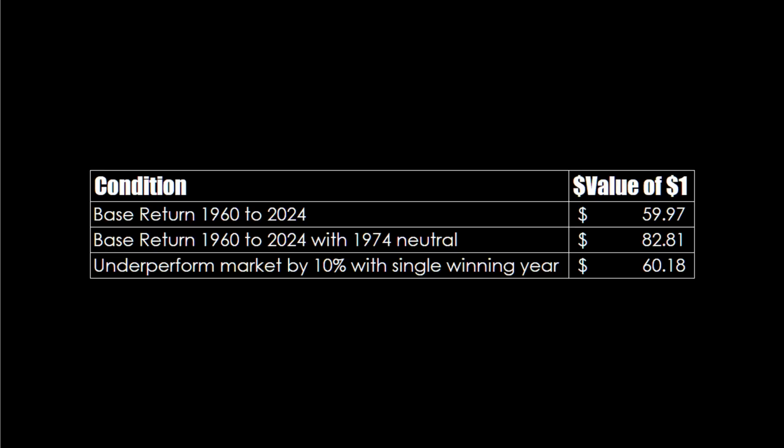If we look at the value of $1 invested, we can see our base return. Our base return is $59.97. Our base return with the 1974 year taken out, and that rendered neutral, is $82.81, a significant degree of outperformance. The fund that underperforms the market by 10% with a single winning year in 1960 only generates $60.18.